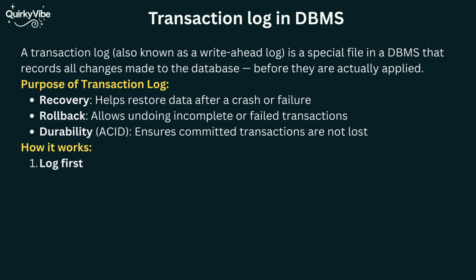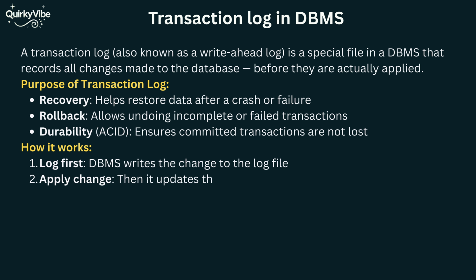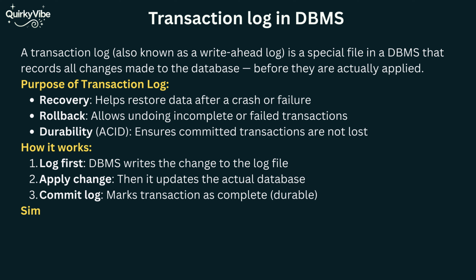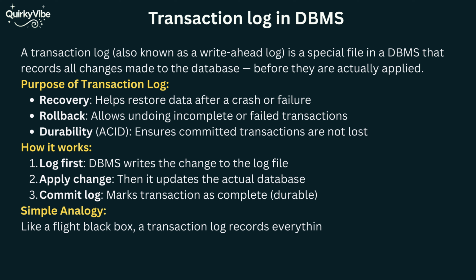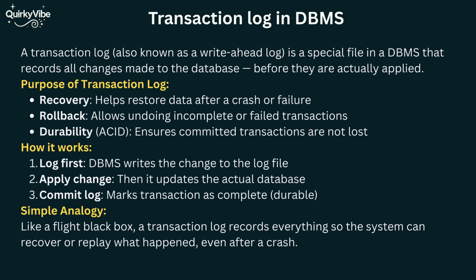How it works: Log first, DBMS writes the change to the log file. Apply change, then it updates the actual database. Commit log, marks transaction as complete. Simple analogy, like a flight black box, a transaction log records everything so the system can recover or replay what happened, even after a crash.